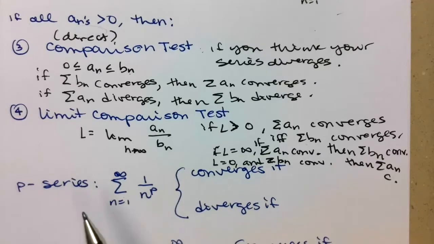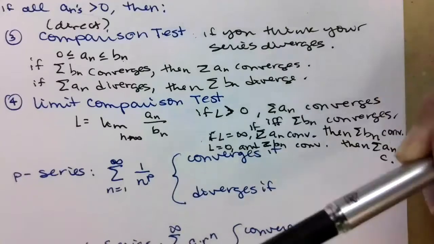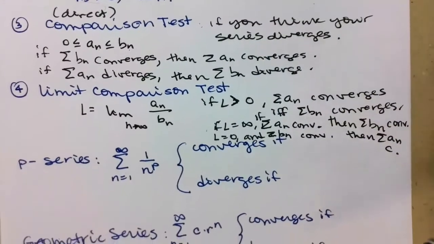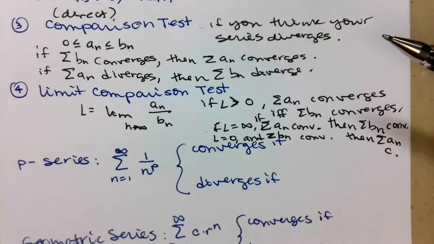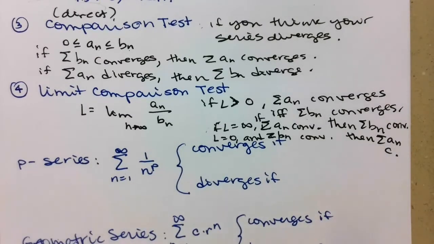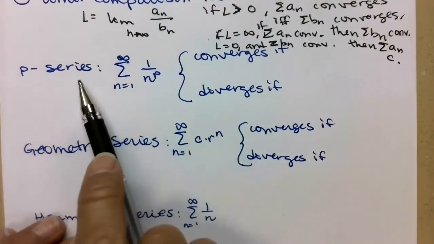Okay. Let's see. So for the comparison and the limit comparison, you are going to have to come up with a series that you know something about to do the comparison. Okay, so what are some series you know stuff about? Well, the common ones, right? The ones that you're going to go to are going to be a p series.